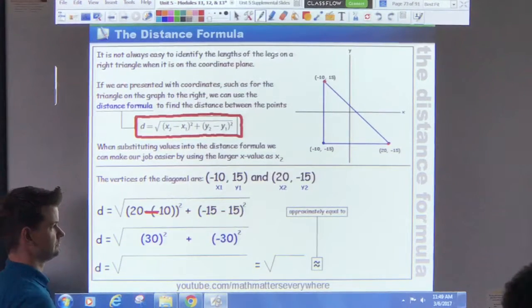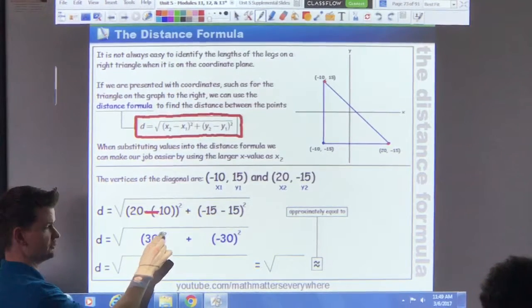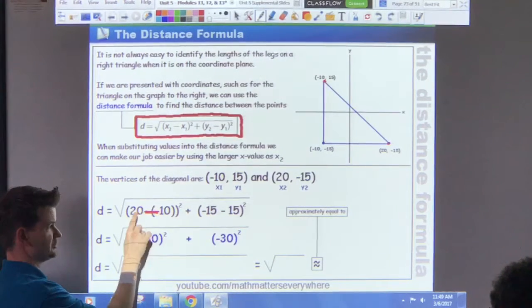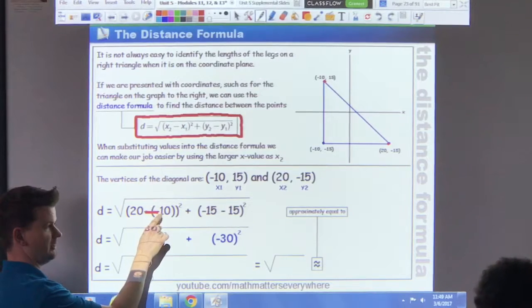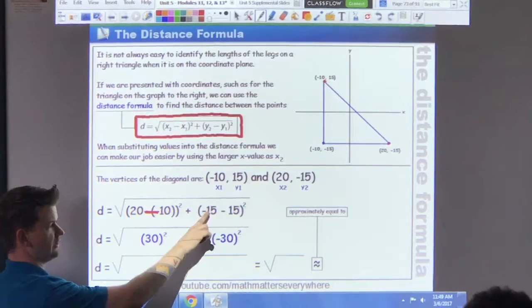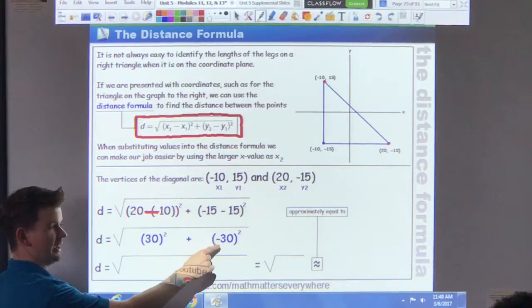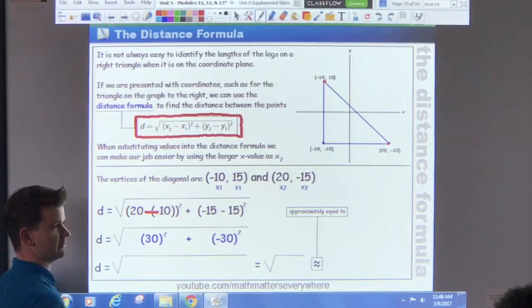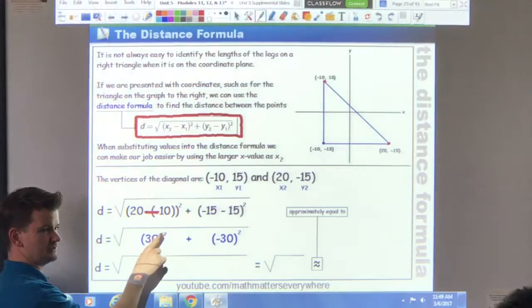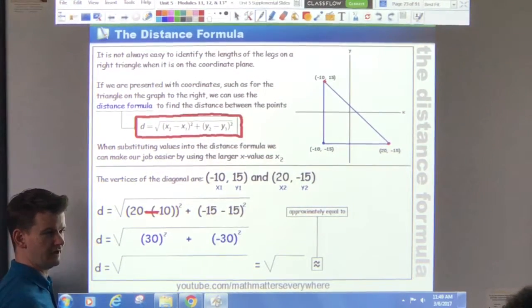So, when we combine these two, we get 30 squared. That's 20. Two negatives make a positive. 20 plus 10 gives me 30. We're going to square that in a second. Over here, negative 15, you combine those, you get negative 30. We're going to square that as well. If you're working ahead, you should realize this is not 30 times 2. It's 30 to the second power. 30 times 30 gives me 900.